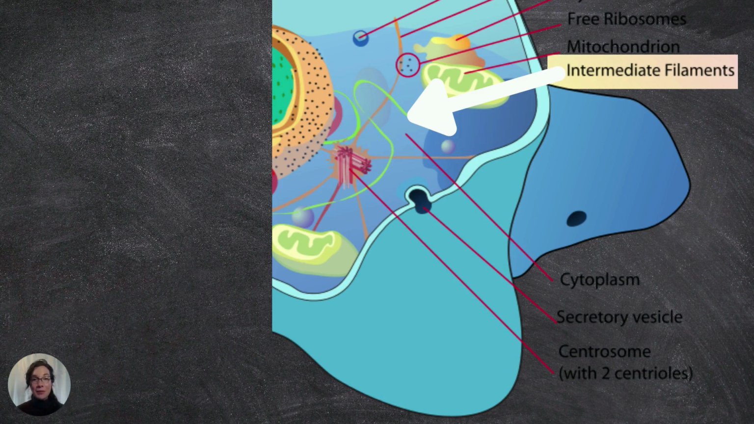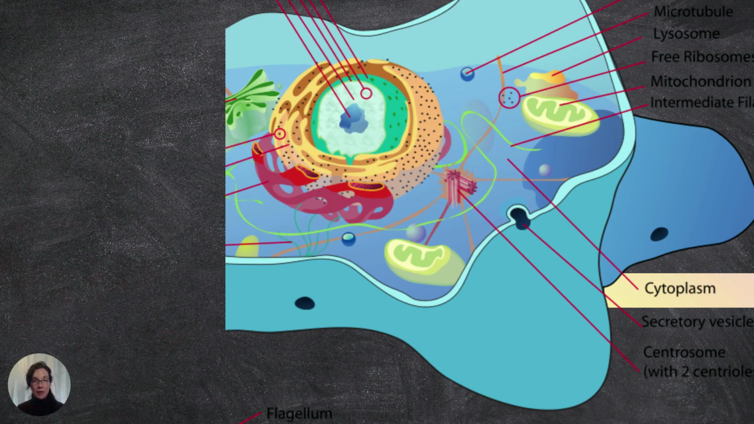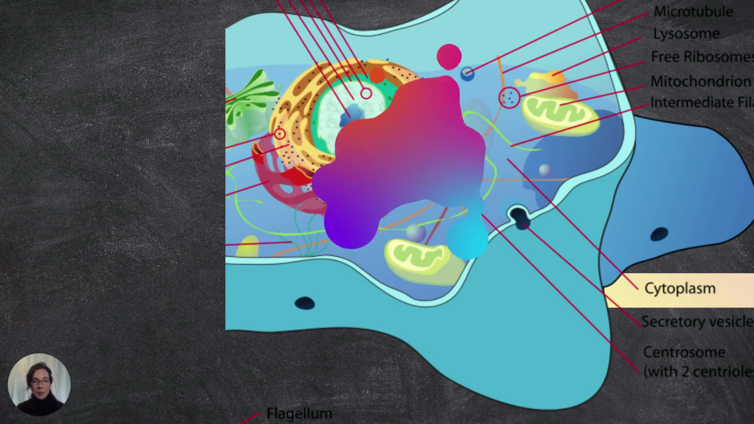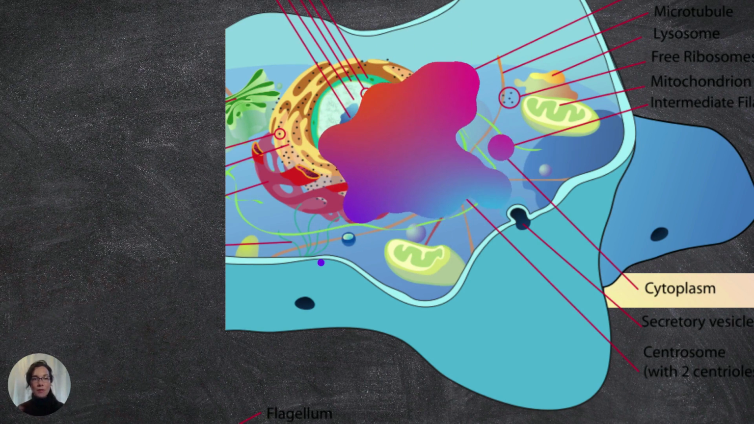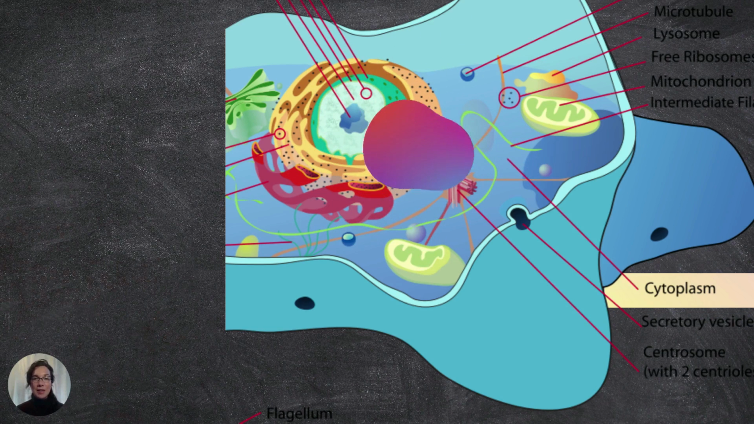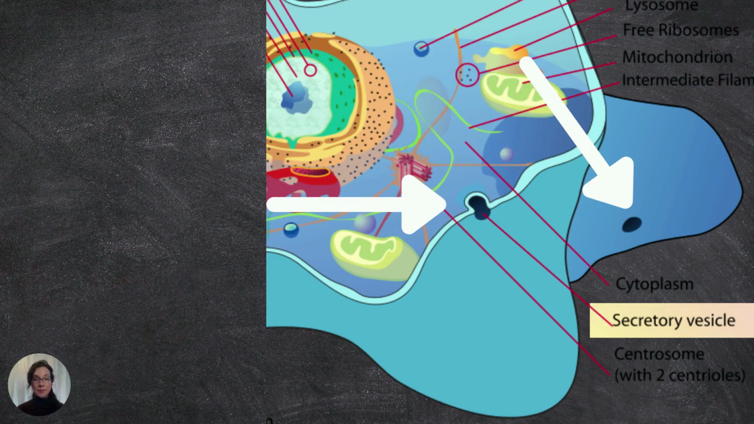And then we have the intermediate filaments. Here it's depicted as a light green little spaghetti looking thing. These are intermediate, so they are the middle-sized filament that makes up the cytoskeleton. And then we have the cytoplasm. I put that graphic on there just to show you the cytoplasm, again, it's aqueous, it's gel-like, and it's pretty much all of the space inside the cell that all these organelles and the cytoskeleton are suspended within.